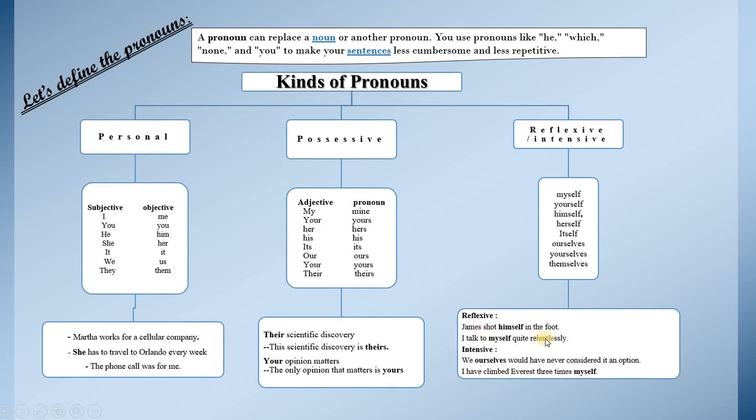James shot himself in the foot. So here, James shot whom? Himself. It's the object. I talk to myself quite relentlessly. So, myself here, I talk to whom? To myself. This is the object.